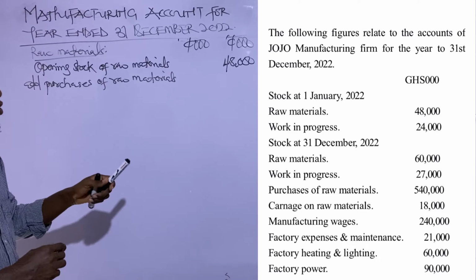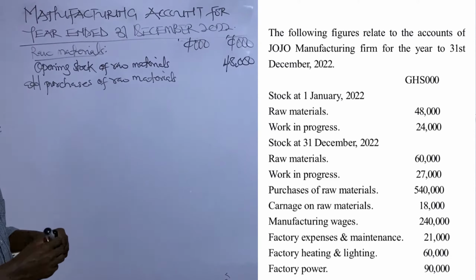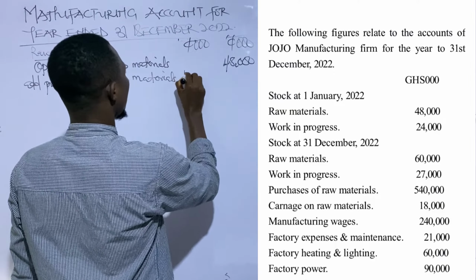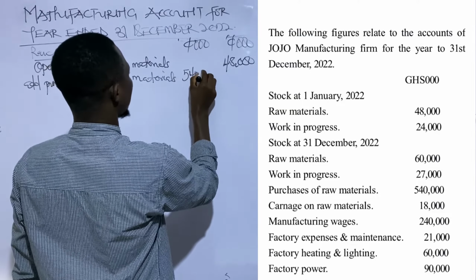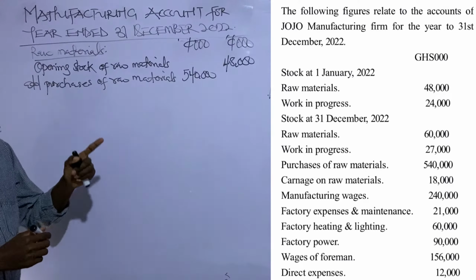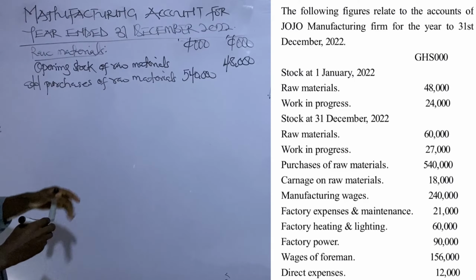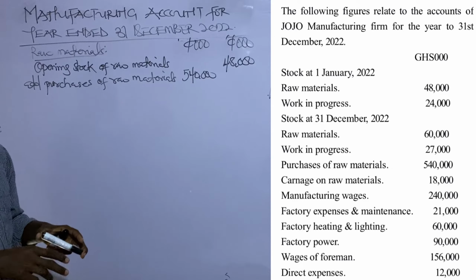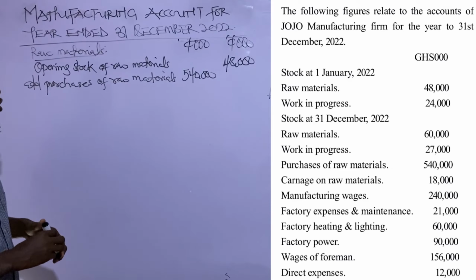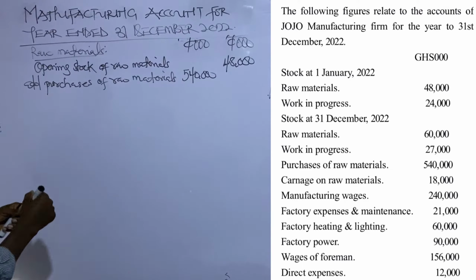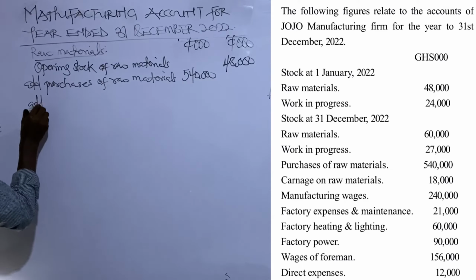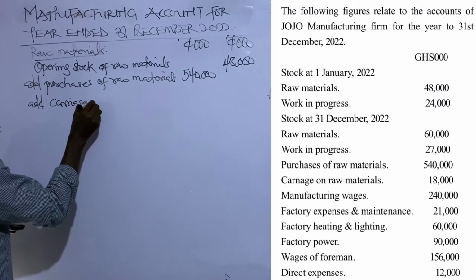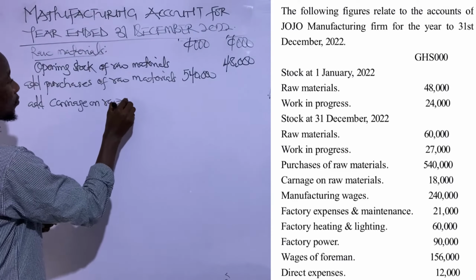So from the question, there are adjustments that are supposed to be made. So we have to record it here, and the amount is 540,000. When we look through the question, the adjustment that's supposed to be made on this purchases has to do with carriage on raw materials. So we have to add carriage on raw materials.